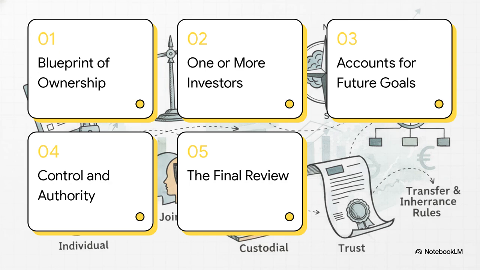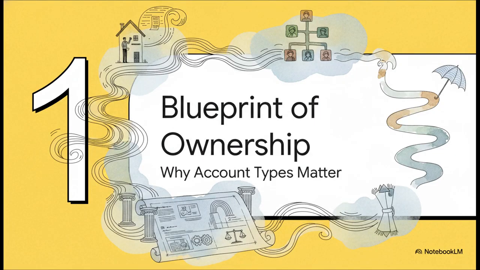So here's our game plan. We'll start with the basics, the blueprint of ownership. Then we'll get into accounts for one person versus a few people. After that, we'll look at accounts built for specific goals like retirement. We'll also cover who really has control, and then we'll wrap it all up with the absolute must-know takeaways for the exam. I want you to think of account registration as the blueprint for your entire investment account.